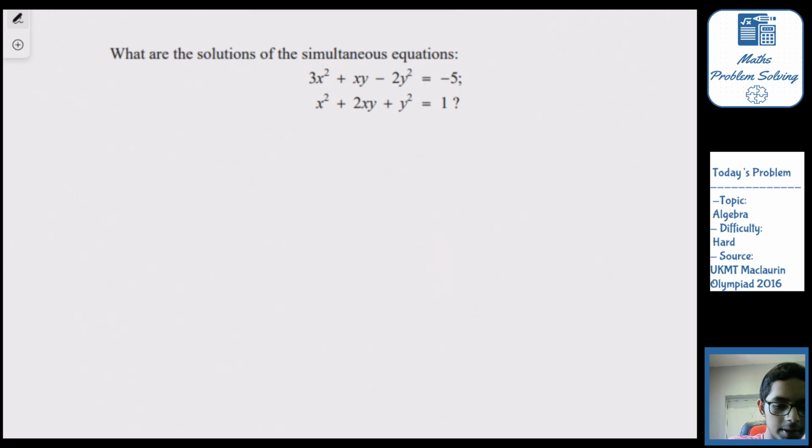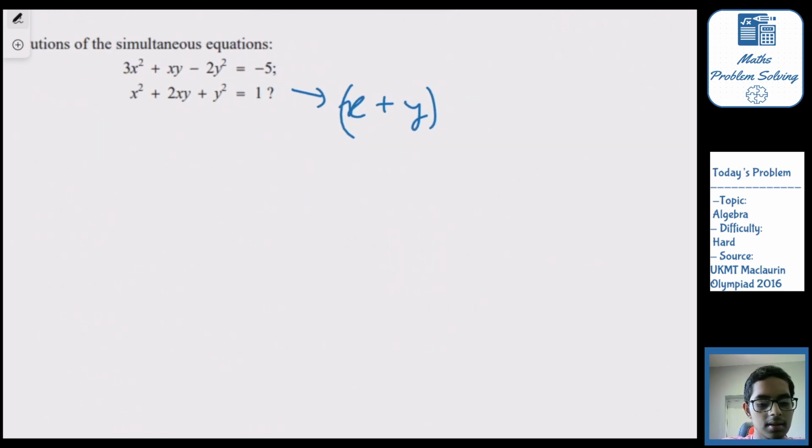So let's just start with this one. It's a bit more simple. So x squared plus 2xy plus y squared factorizes to x plus y times x plus y. So x plus y squared equals 1. So x plus y equals plus or minus 1, which we should add over here. And that's the bottom equation, which has been factorized.